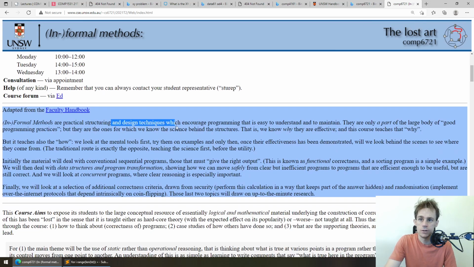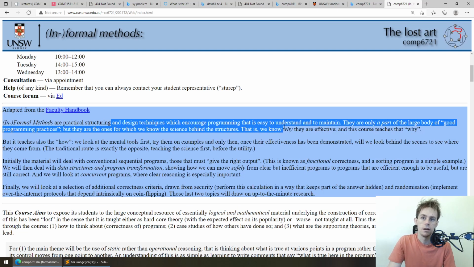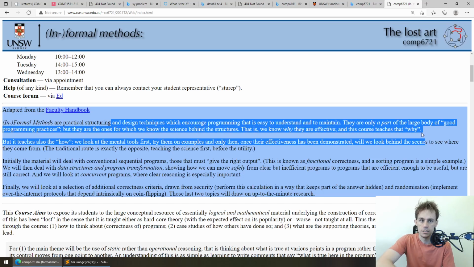Informal methods are practical structuring and design techniques which encourage programming that is easy to maintain or understand.